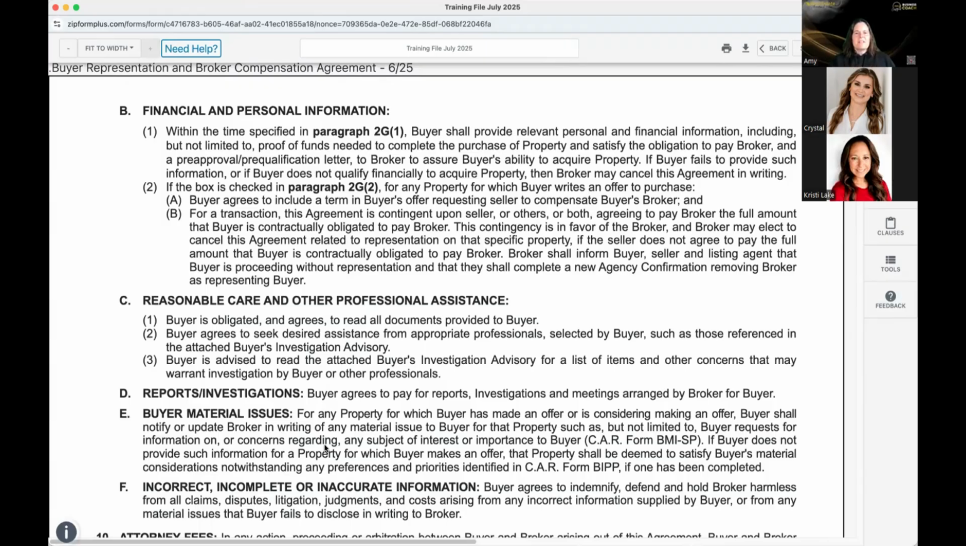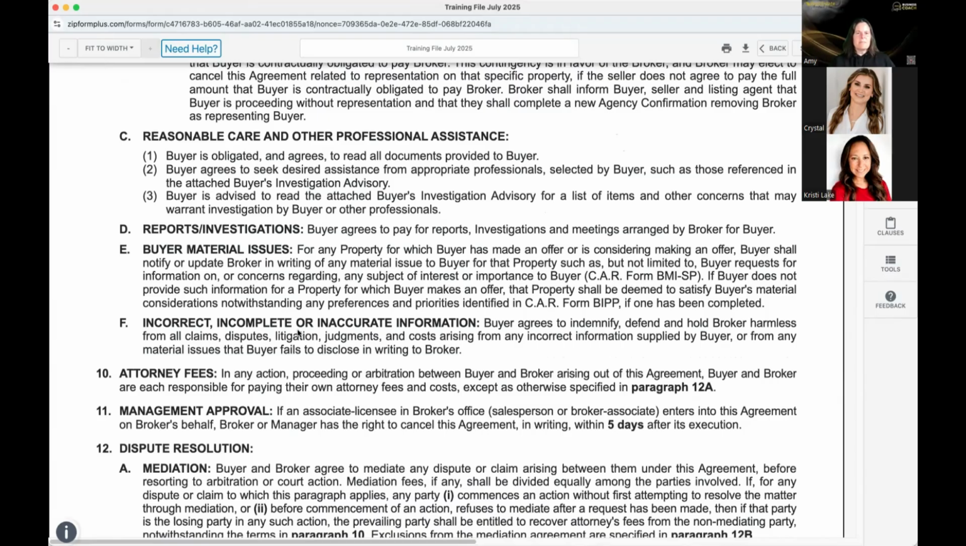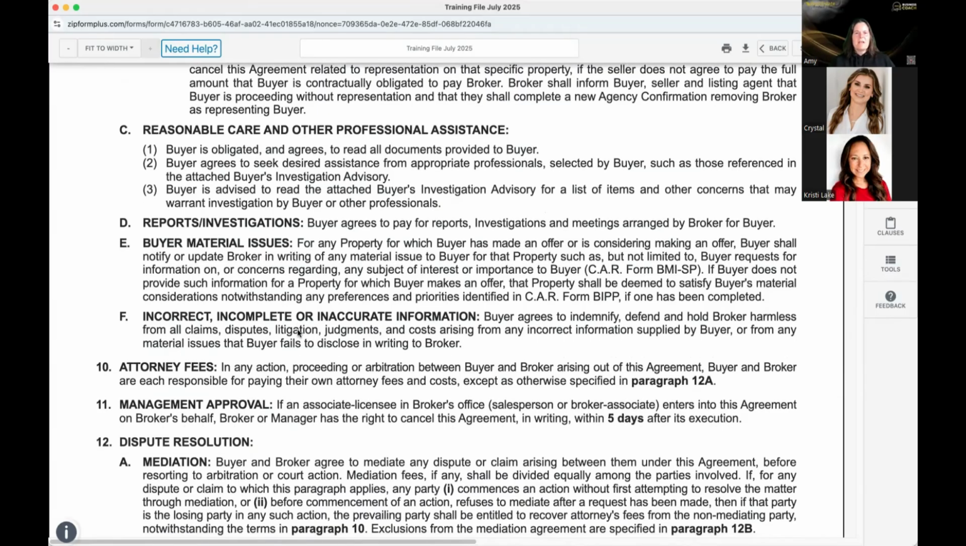Let's see. There's also a BIPP form, which we talked about earlier. We'll cover that one in a future lesson. Incorrect, incomplete, or inaccurate information. We're not responsible for incorrect, inaccurate, incomplete information that is supplied by the buyer or from any material issues that buyer fails to disclose in writing to broker.